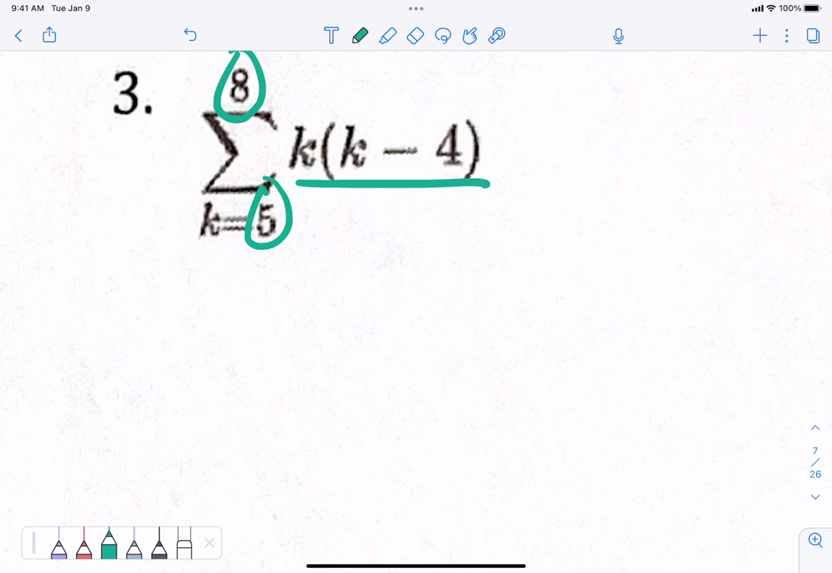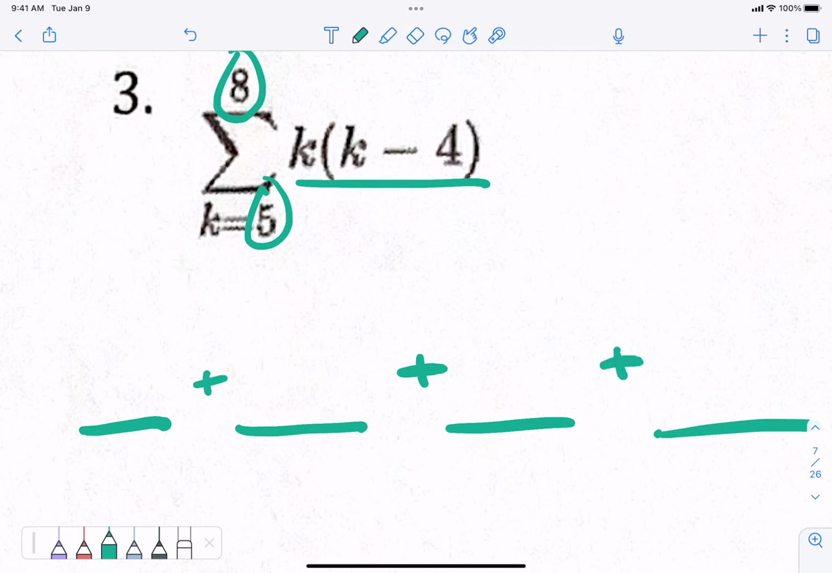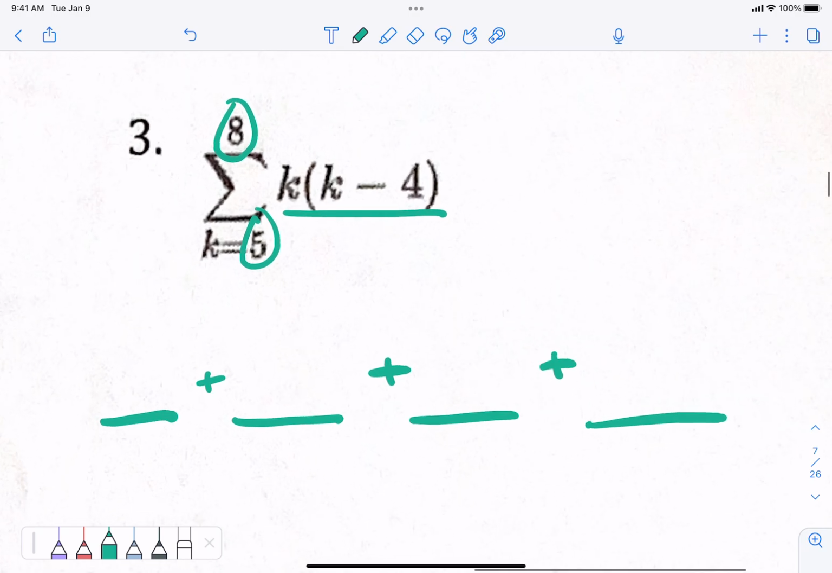So if we start, we're going to plug in 5. We're going to add that to what we get when we plug in 6, add that to what we get when we plug in 7, and add that to what we get when we plug in 8. So there's 4 numbers that we're going to plug in. Starting with 5, we plug 5 in: 5 times 1, which is 5.